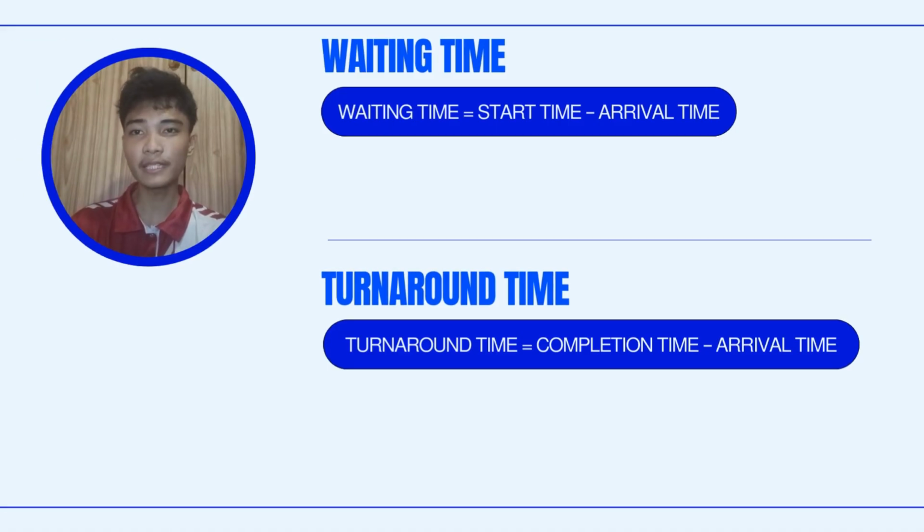Waiting time. This tells us how long a process spends waiting in the ready queue before it gets to the CPU. So basically, it means the time a process spends just waiting for its turn. The next one is the turnaround time. This is the total time taken from when a process arrives until it finishes execution. So basically, it means the overall time a process spends in the system.